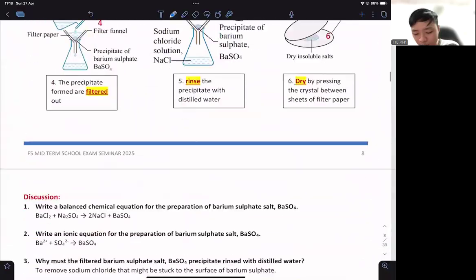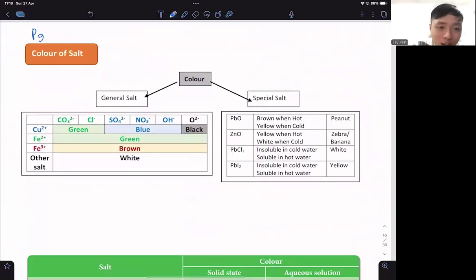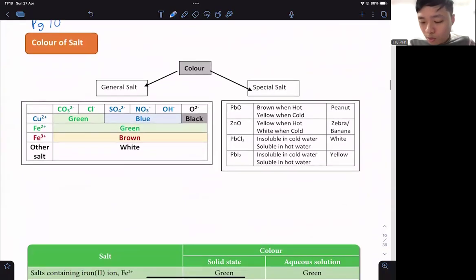Okay, so I think we move on to the other part. You look at page 10, just to remind the color of salt. Move on to color. Just now we talked about solubility and about preparing salt. And now we talk about the color of salt, just to remind you.